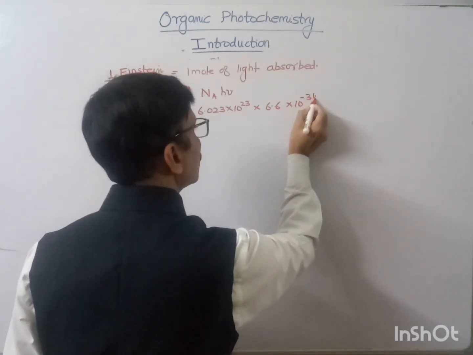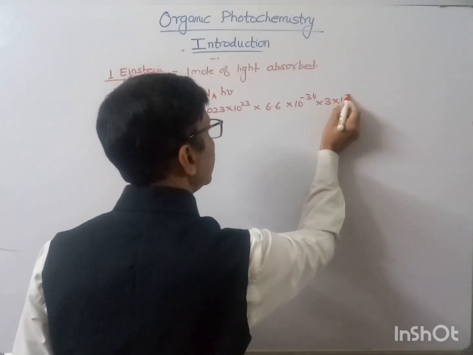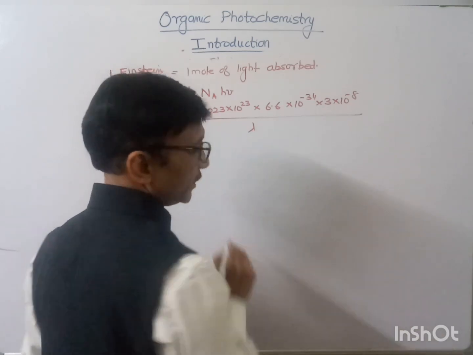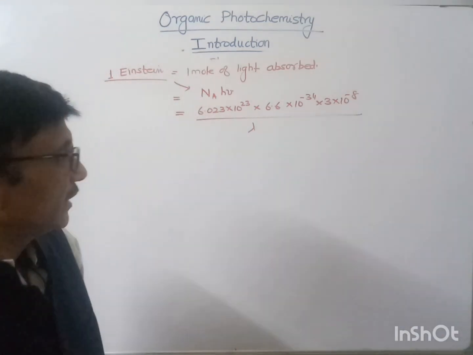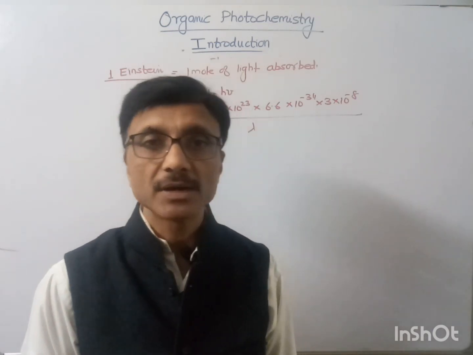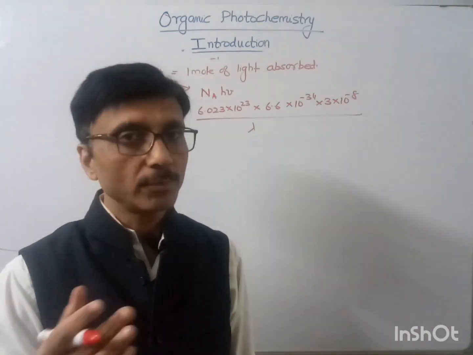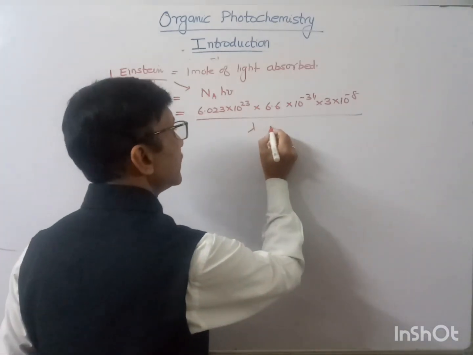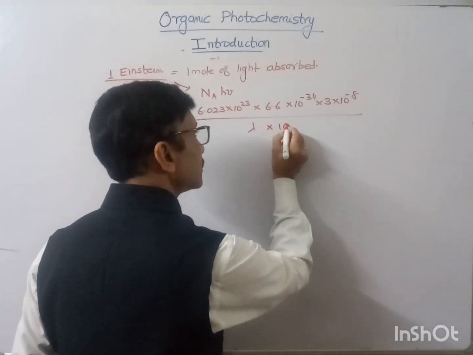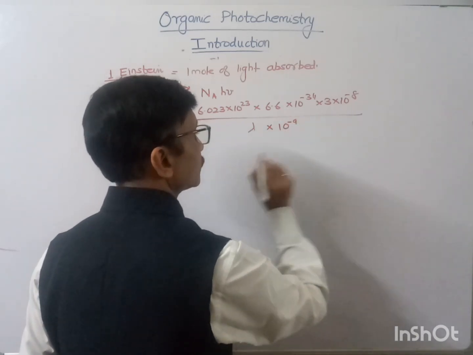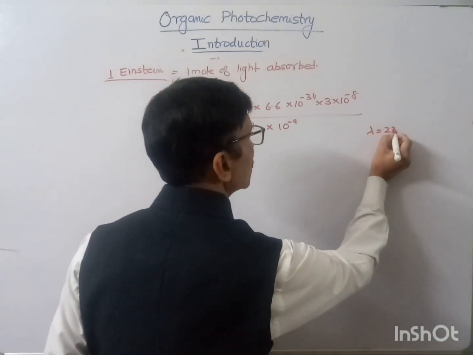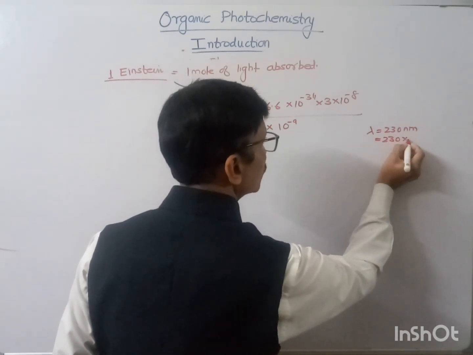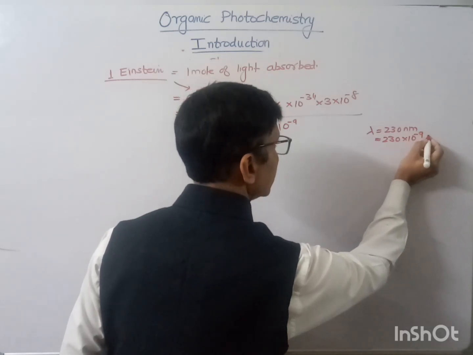10 to the power minus 34, 3 into 10 to the power 8, divided by lambda in nanometer, because usually in a spectrophotometer, the lambda that we determine is in terms of nanometer. So we should convert everything into SI units, and if it is in nanometer, we should multiply by 10 to the power -9. Okay, so if lambda is, suppose, 230 nanometer, then we should write 230 into 10 to the power minus 9 meter.